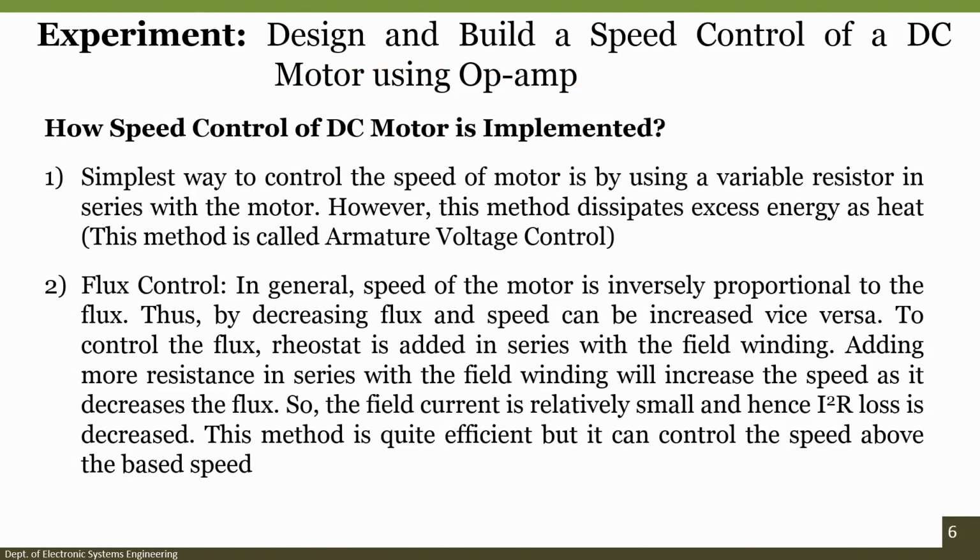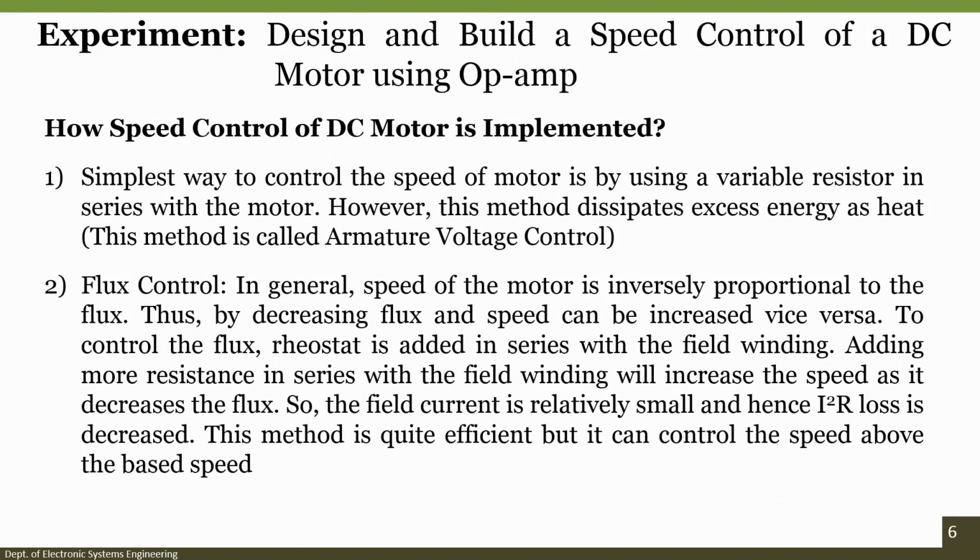Now, the simplest way to control the speed of the motor is by using a variable resistor in series with the motor. However, this method dissipates energy as heat, and it is also called armature voltage control. We will see in the experiment how we are designing this op amp based speed controller.